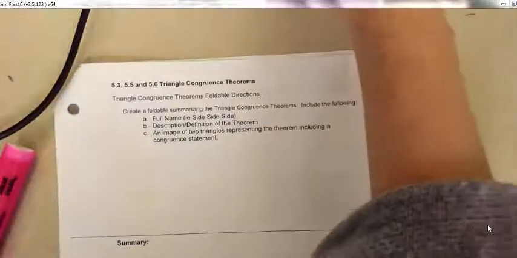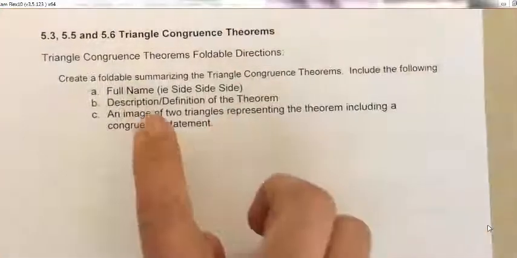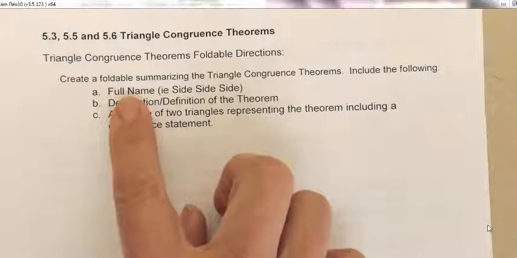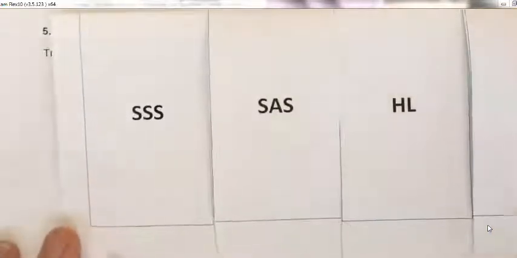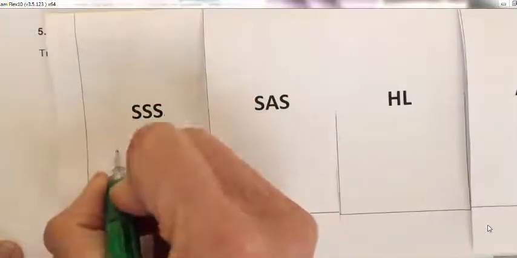Okay, so there it is. I can flip these up and look underneath them. And we're going to write on the bottom there. Now, how are we going to do this? Well, I gave some directions. So we're going to put the full name. So, for example, SSS actually stands for side, side, side. So I think I'll put that right here.